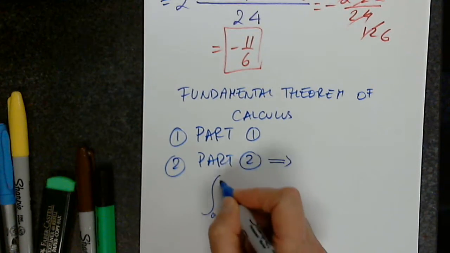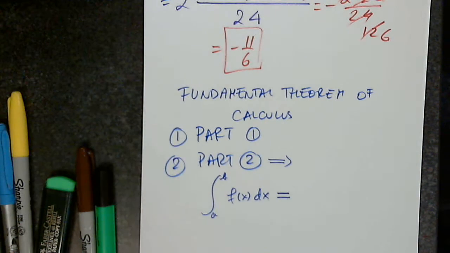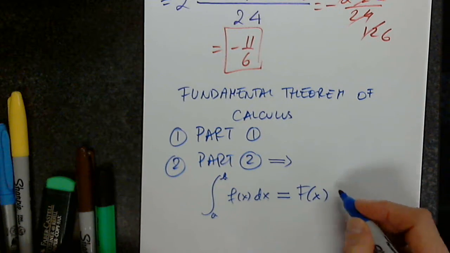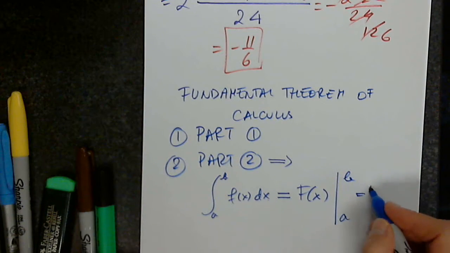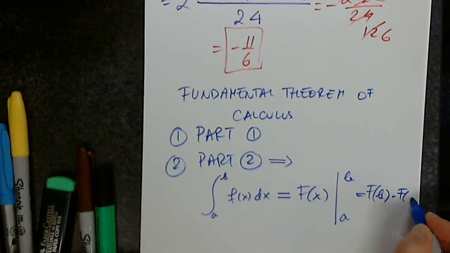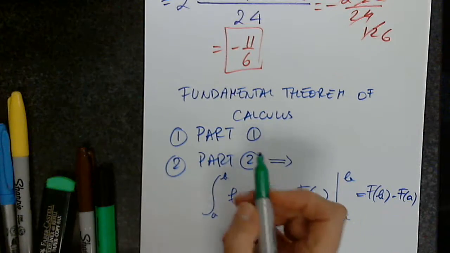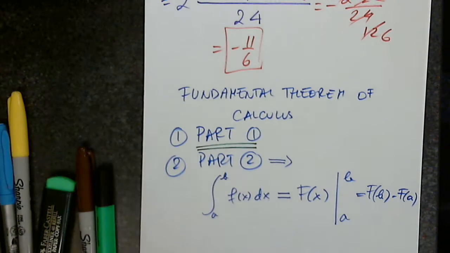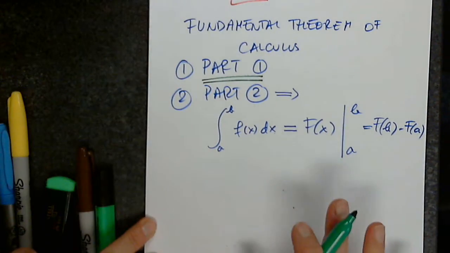Part 2 is the integral from a to b of f of x dx. This is equal to capital F of x from a to b, exactly what we've been practicing, and that equals f of b minus f of a. This was done some time ago. What I did not get the chance to talk about is this. Okay, let's talk about it now. That's the last new thing.